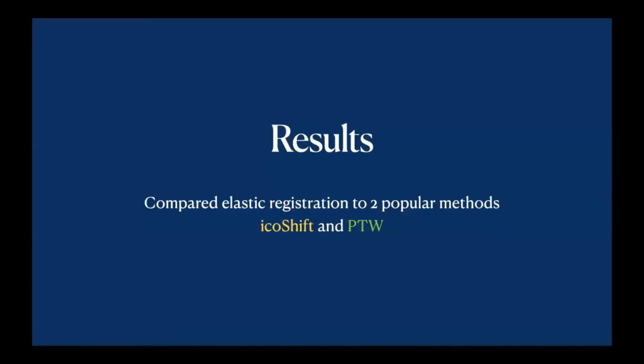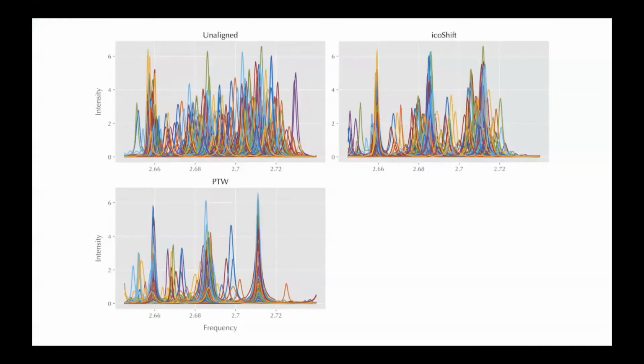So now we're going to move on to the results. What we did was we compared elastic registration of this data set to two popular methods known as IcoShift and PTW. And this is how IcoShift and PTW performed. And immediately we noticed that it's not great. I mean, clearly we still have a number of peaks that are misaligned. And it's still just a mess. There's still plenty of phase variation mixed in with the amplitude variation. This is not what we'd like to see.